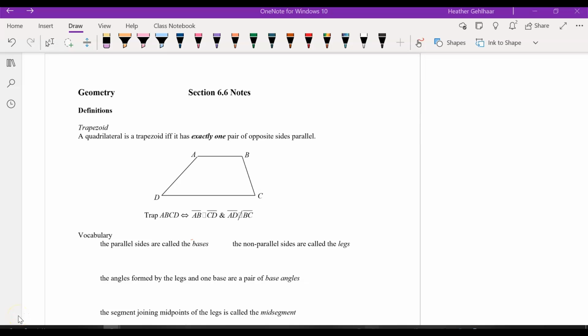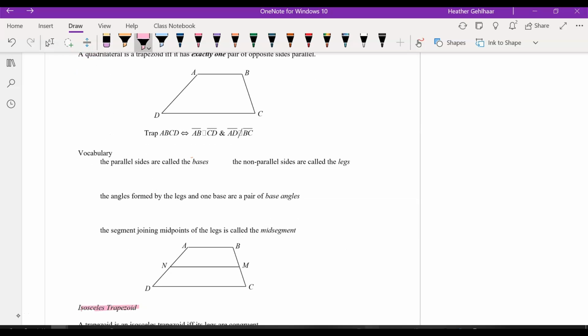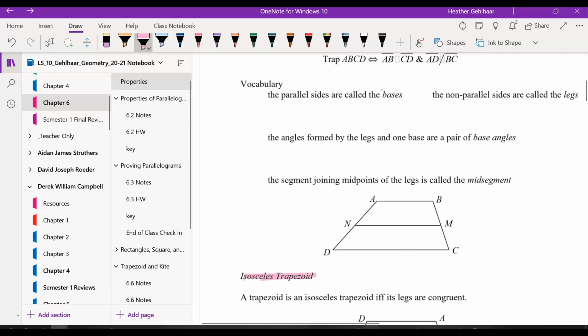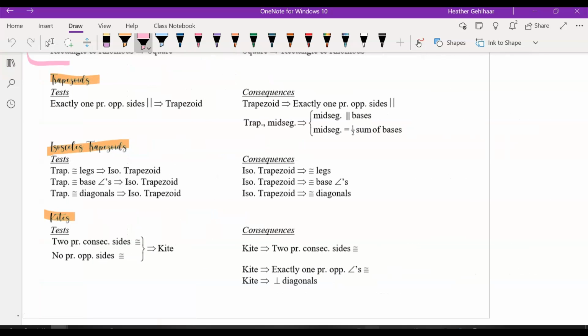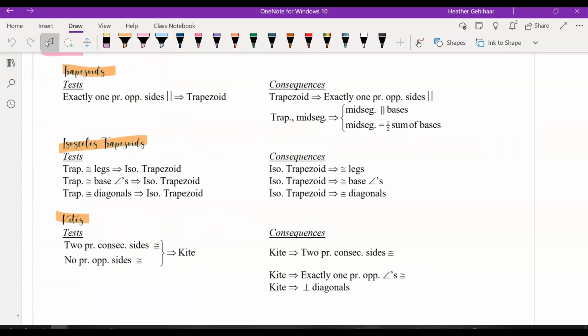In this lesson, you guys are going to be learning about section 6.6. It is all about trapezoids, isosceles trapezoids, and kites. So if you take a look at that property sheet that you have in your OneNote, we have the last three quadrilaterals here.